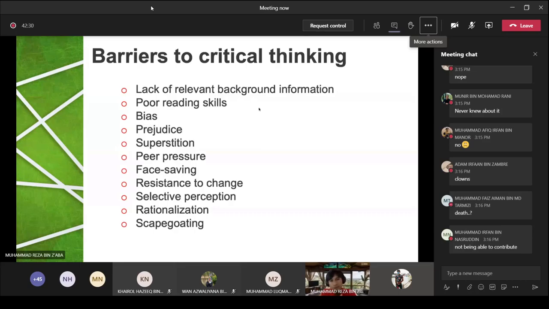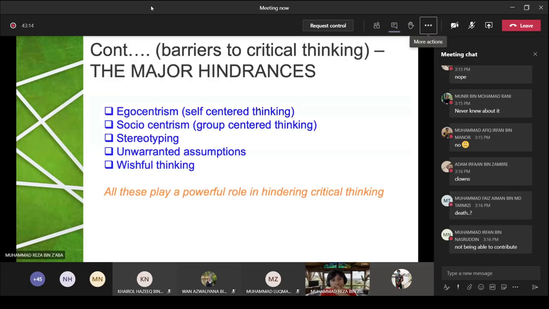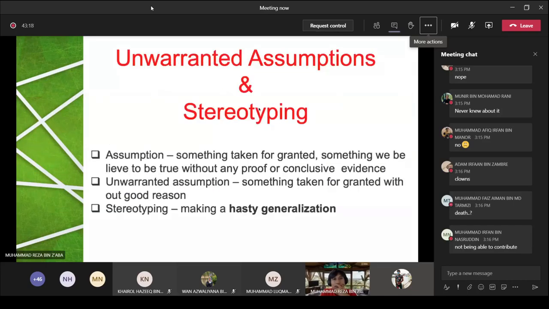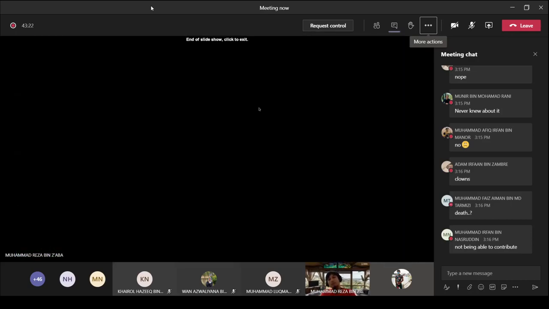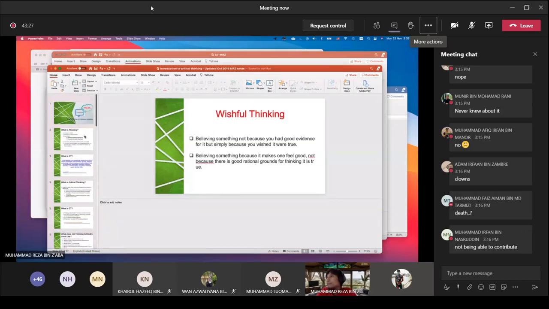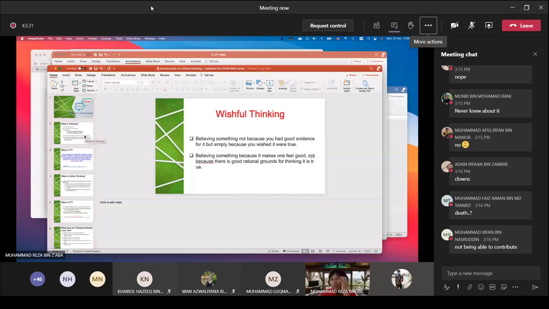For example, we may want to save face, not taking certain actions because it's humiliating, or it's not mainstream, or it's something totally different. So we are hesitant to change. We are afraid that if we change the flow, or make changes, something really bad will happen to us in the future. So we may touch on critical thinking again, maybe later.